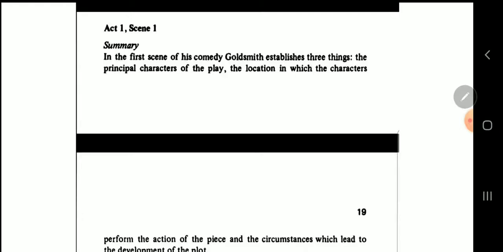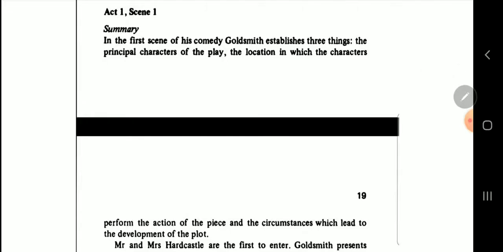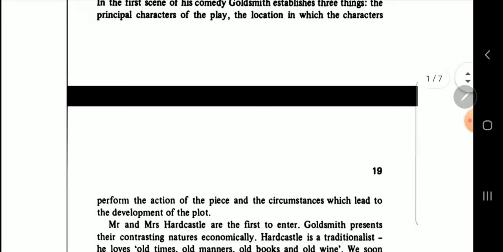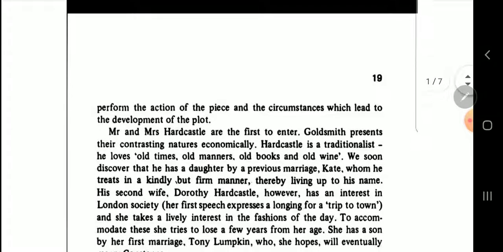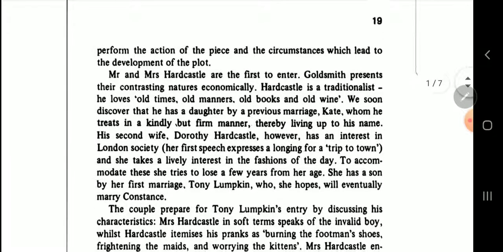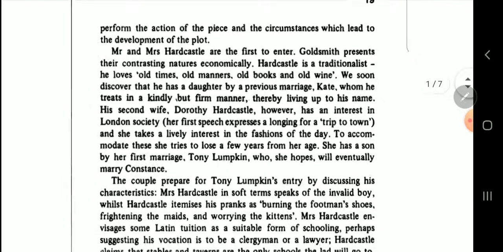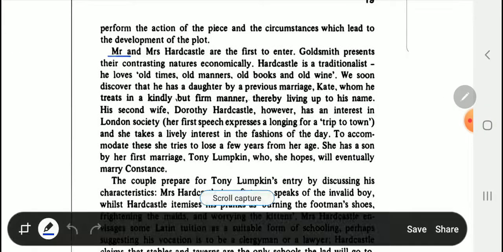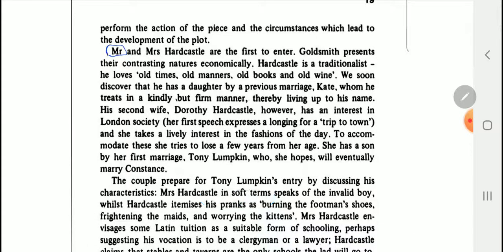So let's come to Act 1, Scene 1. In the beginning of the play, especially this comedy, Goldsmith establishes three important things. We have the characters, then we have the location, and then we have the circumstances that led to the development of the plot. Okay, so let's come to those two characters who are going to enter at the beginning.